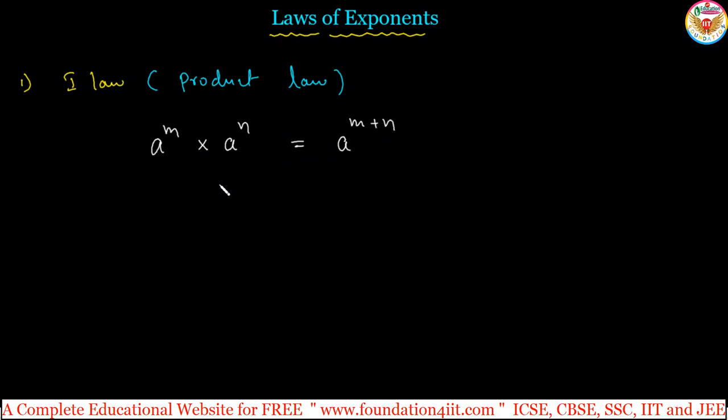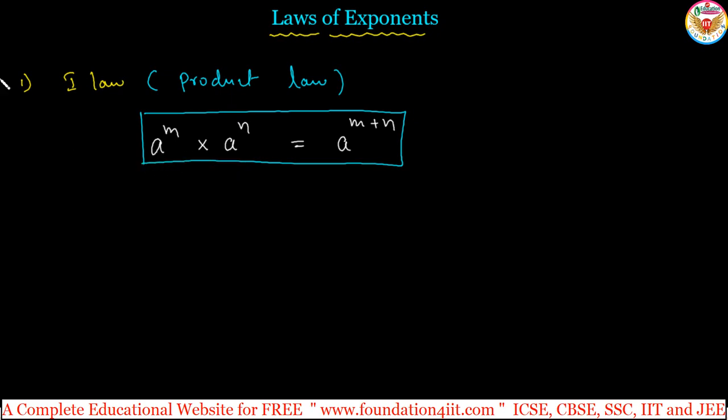The meaning of this is, when numbers are in exponent form with the same base, to get their product, add their powers keeping the same base. We need to add the powers. This is the first law. Let us see how to apply it in this question.